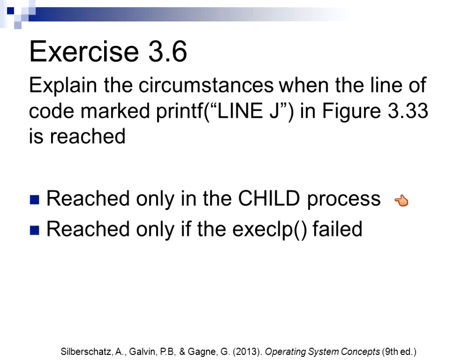That code would be reached only in the child process, and it would only be reached if the execlp failed. Now execlp, if you remember any of the exec commands in a Linux system, loads in the new content for the process to execute. So if the execlp succeeded, it would never get to that printf line J. It would only reach it if the execlp failed. Those are the important points in that question. Any questions on that?